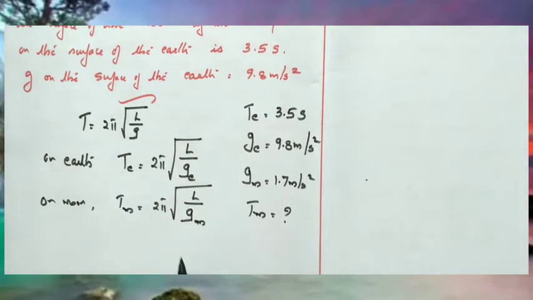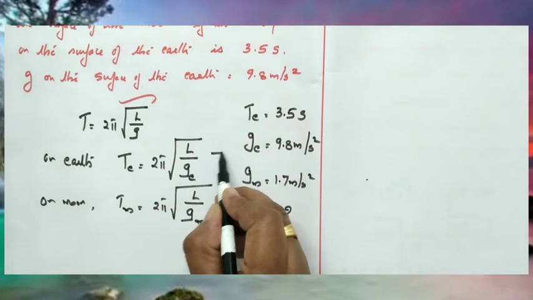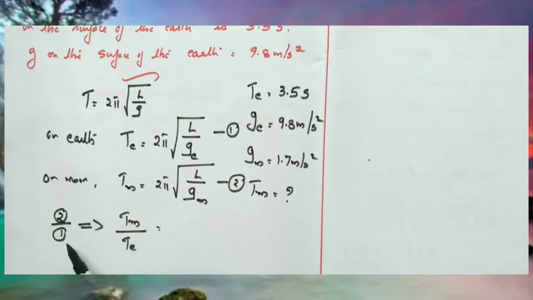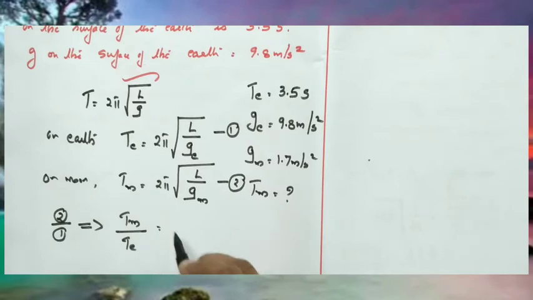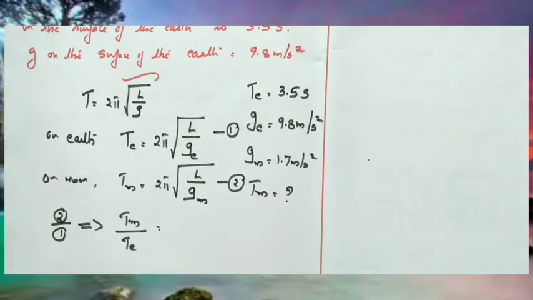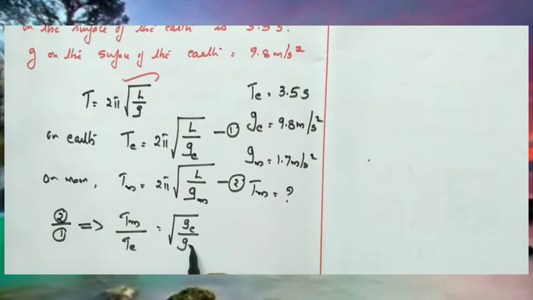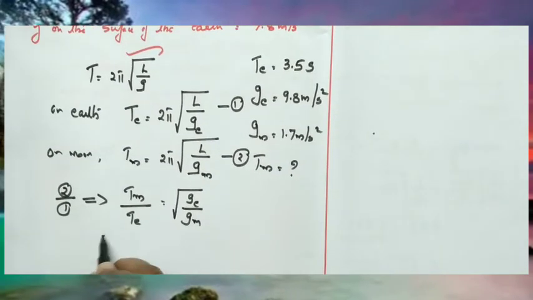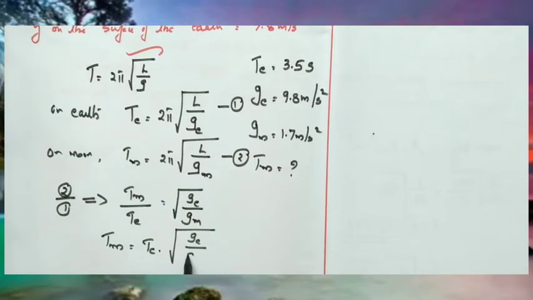Okay, so from the two equations, how will you find the time period on the surface of the moon? Just divide the two equations. This is the first equation, this is the second equation. Second equation divided by first equation gives Tm divided by Te equals, 2 pi gets cancelled, L and L get cancelled, so it is root of Ge divided by Gm. So the time period on the surface of the moon equals Te into root of Ge divided by Gm.